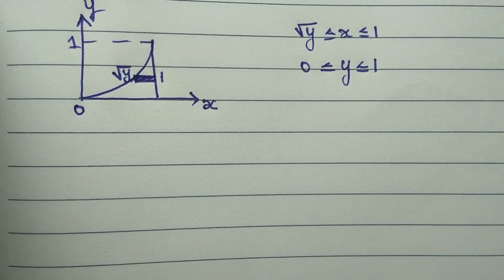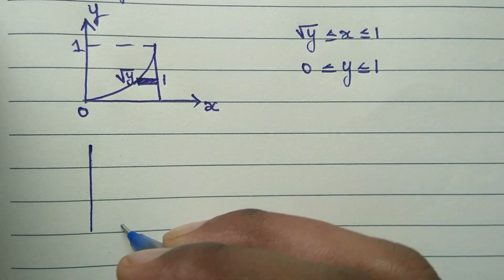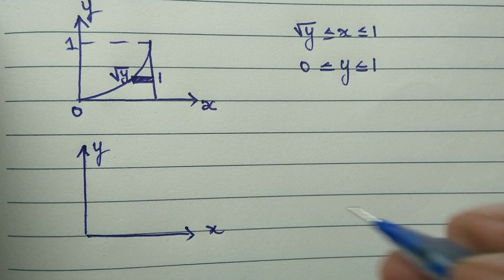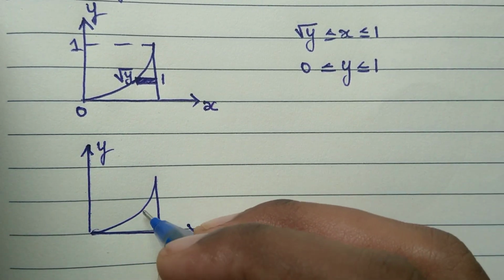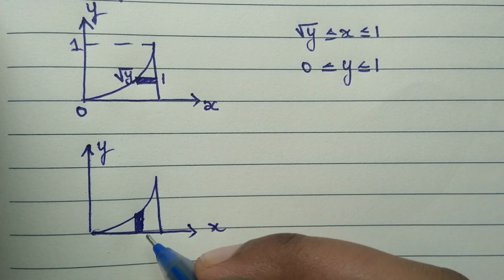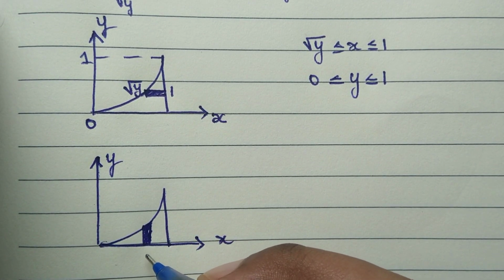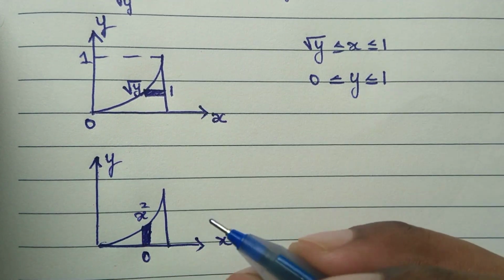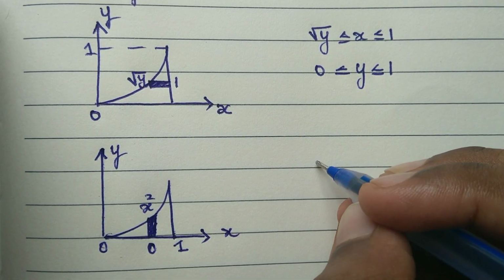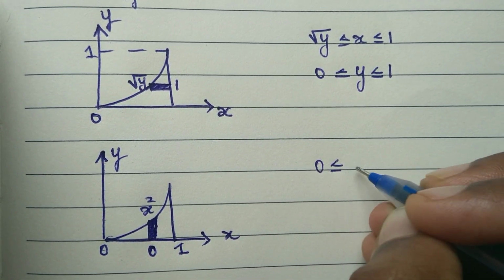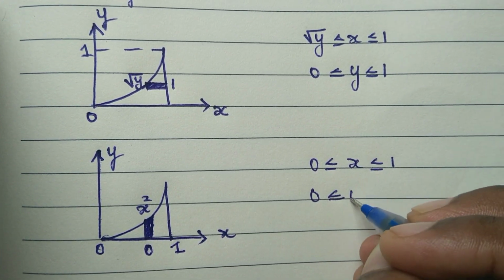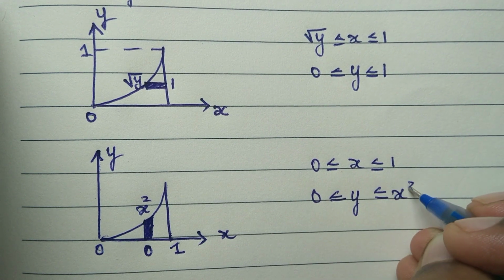Now if we want to do this in the opposite way, like integrating along the y-axis in the first place and then integrating along the x-axis, the graph will remain the same, but the smaller area will have limits on the y-axis from 0 to x square, and on the x-axis from 0 to 1. And the new limits will be 0 less than or equal to x less than or equal to 1 and 0 less than or equal to y less than or equal to x square.